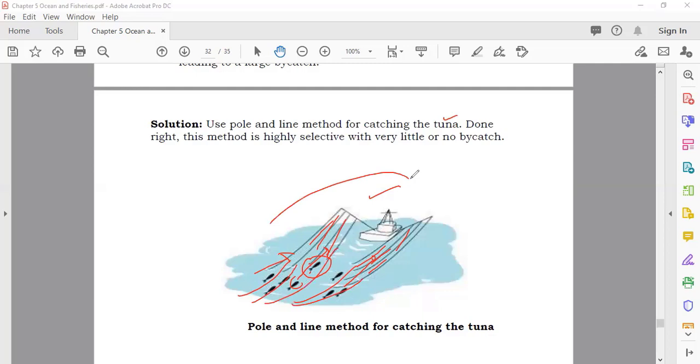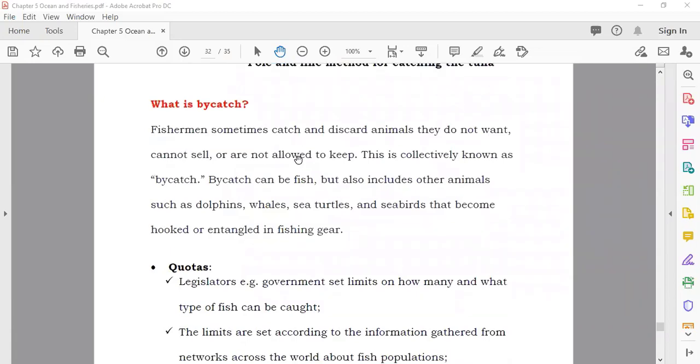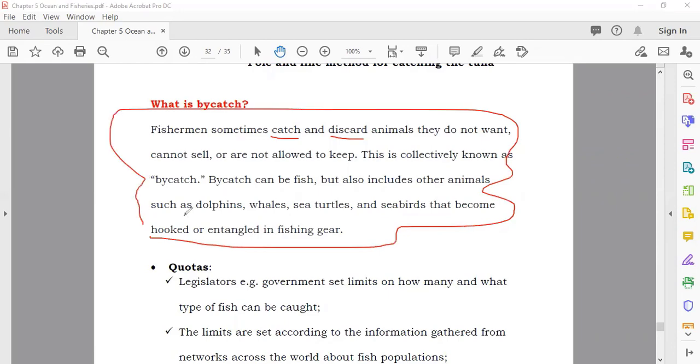With the other method, when you are catching tuna fish, a lot of other species are coming in, and after that you have to separate them. So that's known as bycatch. I'm using this example. After that, what is bycatch? Again, I told you, for example, the fisherman catches what he wants and discards animals they don't want. Catch means they will keep it with them. Discard means they just throw them back in the sea. So that is known as bycatch. You can go through this one, it's the same.